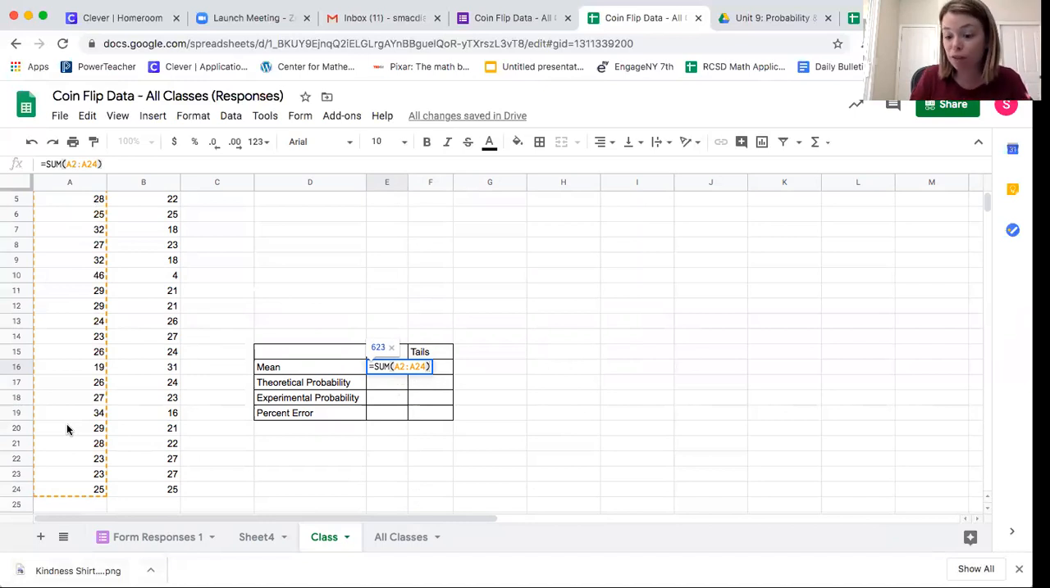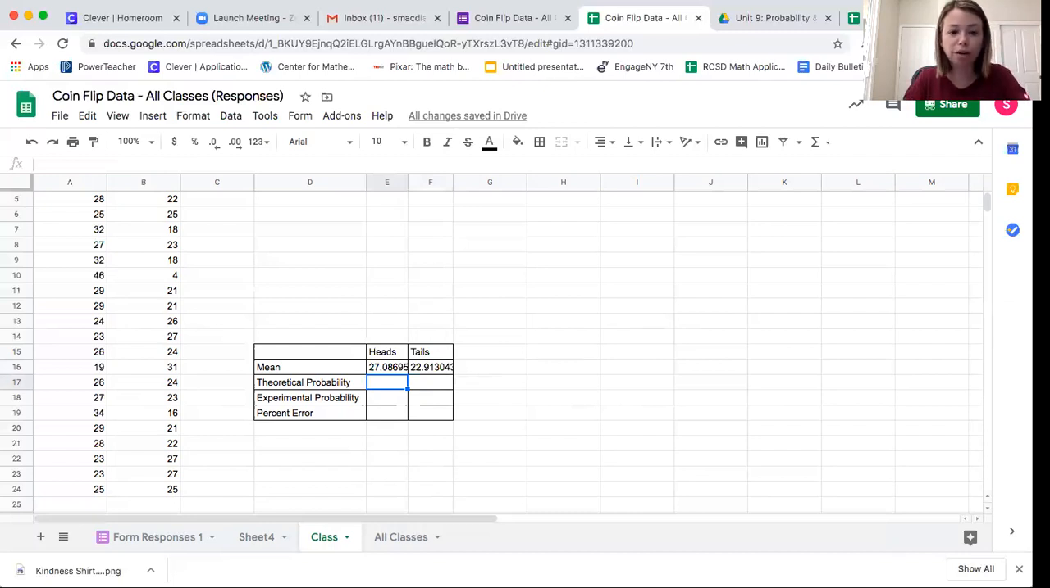Now we know to find the mean, we need to divide by how many sets of data there are. In this case, there's 23. So that means that on average, people flipped heads 27 times. Okay, so I'm going to copy this formula and paste it over here, and it's going to automatically calculate the tails for us, which is about 23 flips out of 50 for the average.